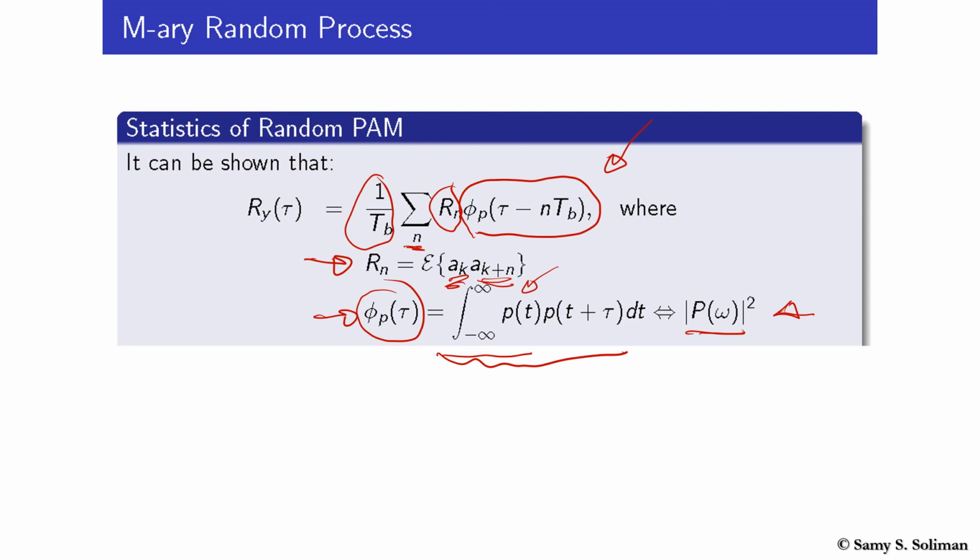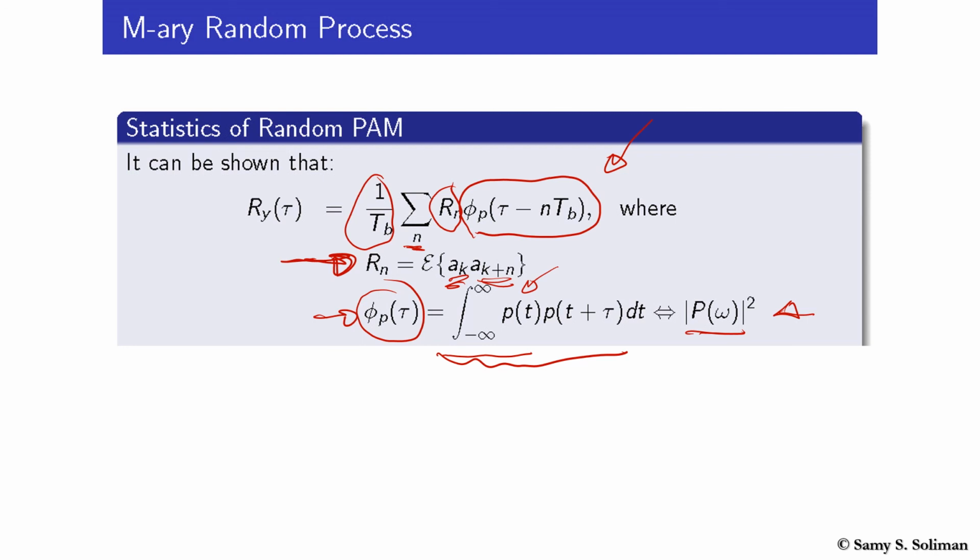So this result is very powerful because it allows us to calculate the autocorrelation function of any M-ary random process by splitting the problem into two simpler problems. One of them is related to the M-ary amplitudes themselves, so we can calculate the autocorrelation function of the amplitudes A_k irrespective of the pulse shape.